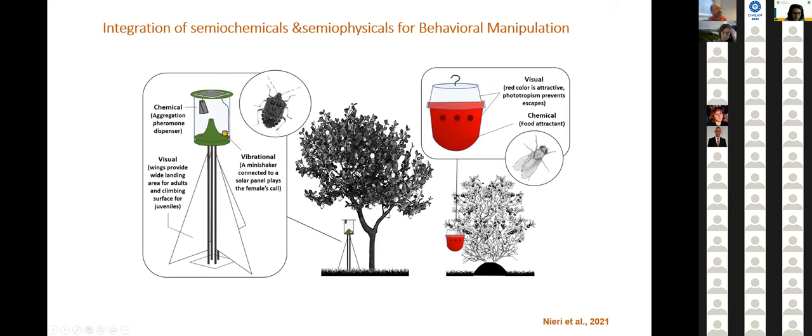So let's see some examples of integration of semiochemicals and semiophysicals for behavioral manipulation. We can see the case of the brown marmorated stink bug, and this is the only picture I will show about this case. Here we see together the action of a chemical aggregation pheromone and a vibrational dispenser or emitter that together improve significantly the efficacy of this trap. Another example is one that we use for Drosophila suzukii, where you put together again chemicals like baits or food attractant, and the visual component, which is the color. So this is the concept of semiochemicals and semiophysicals in two examples.